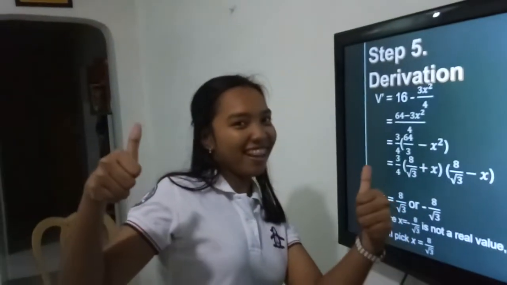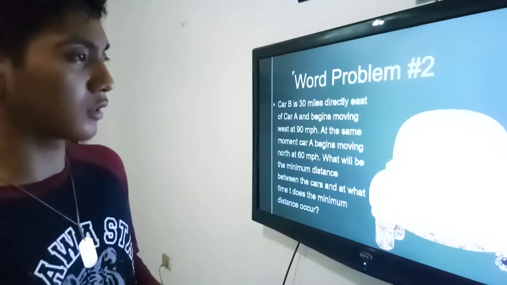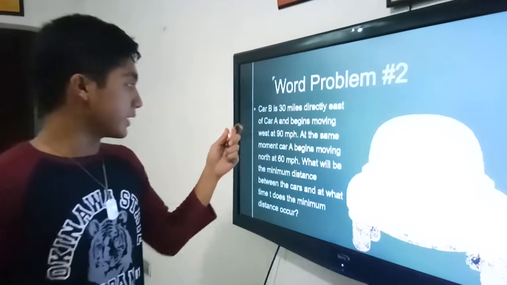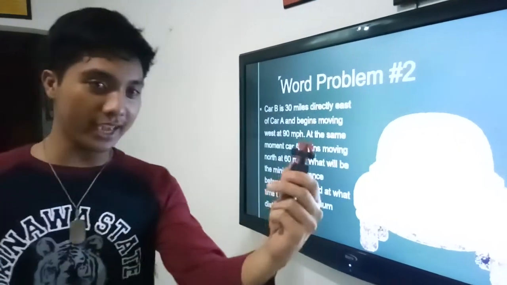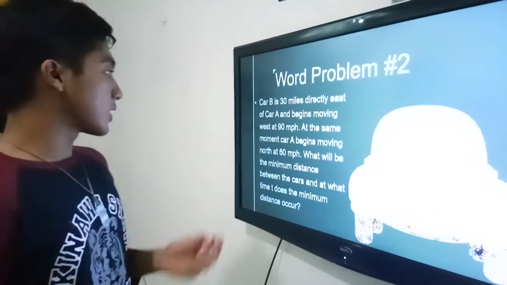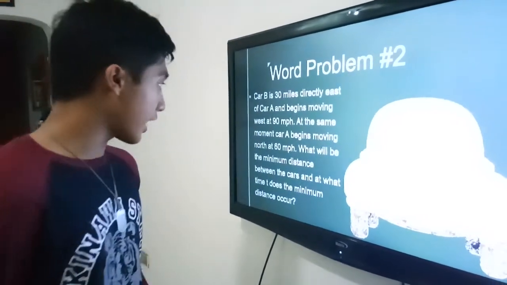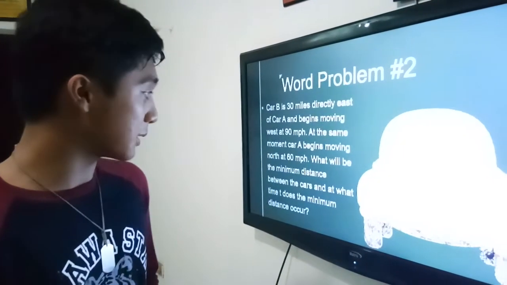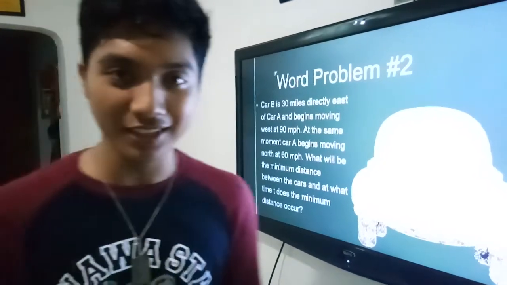Easy, right? So problem number 2 is very different from number 1. It's more hard, but I know you can do it. So car B, this one, is 30 miles directly east of car A and begins moving west at 90 miles per hour. At the same moment, car A begins moving north at 16 miles per hour. What will be the minimum distance between the cars, and at what time t does the minimum distance occur? Now, come here.